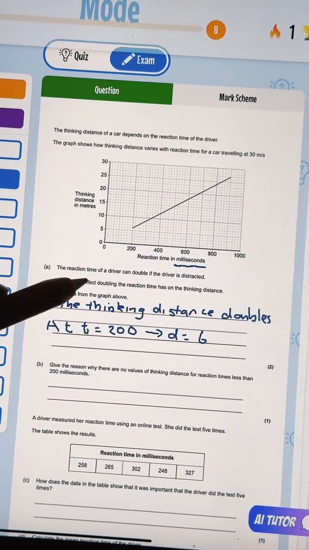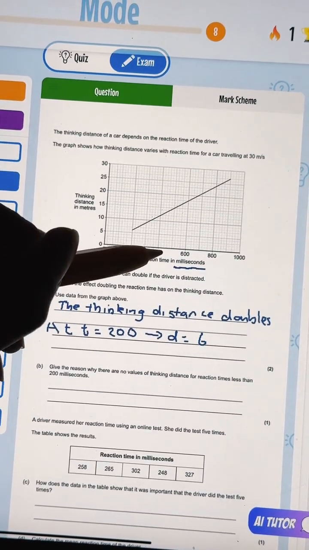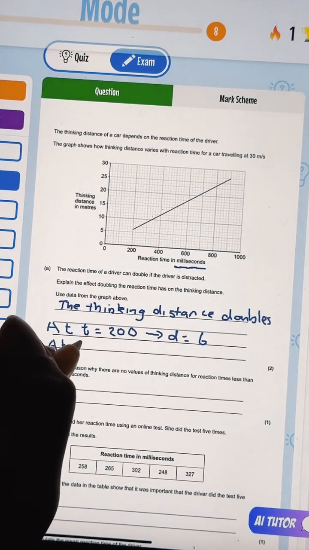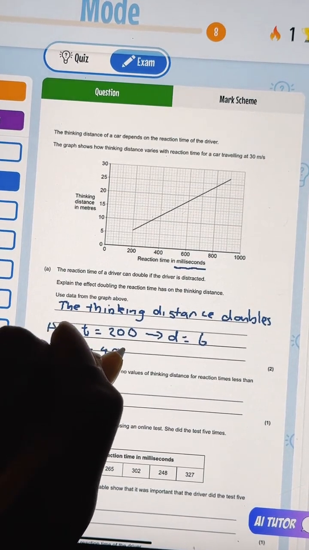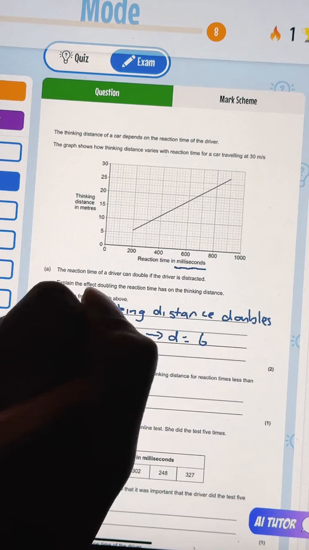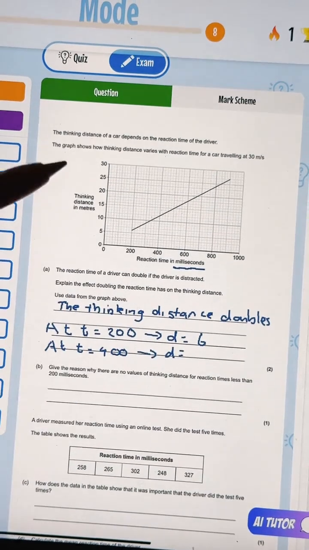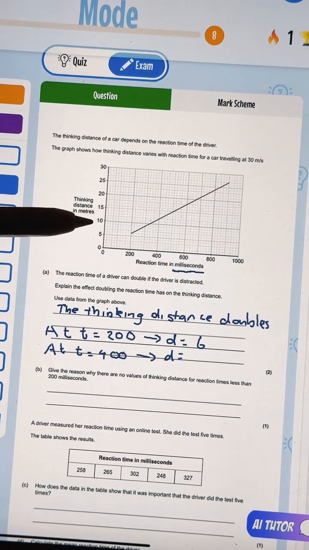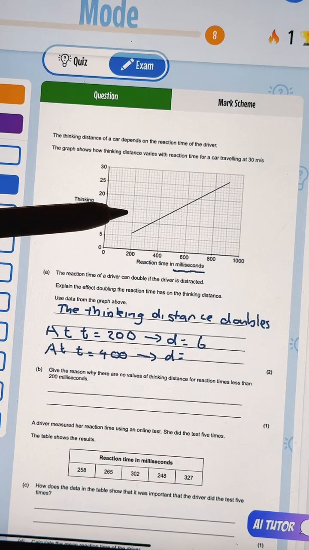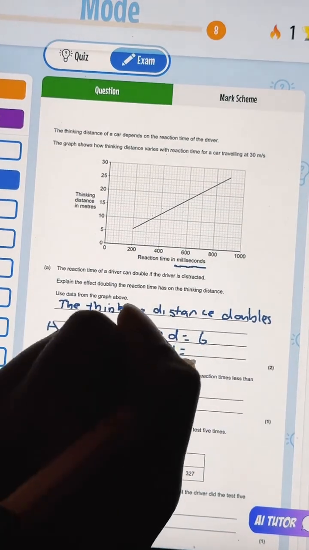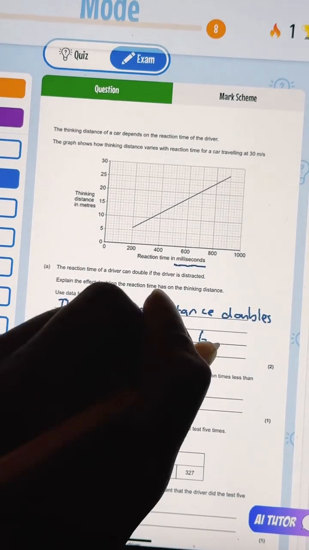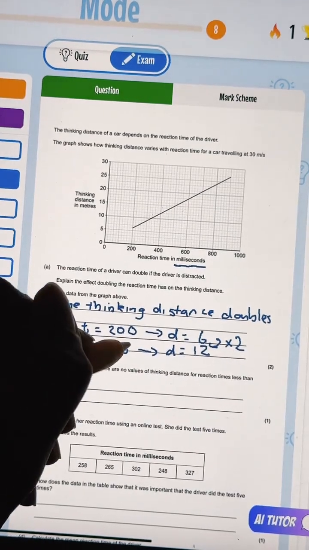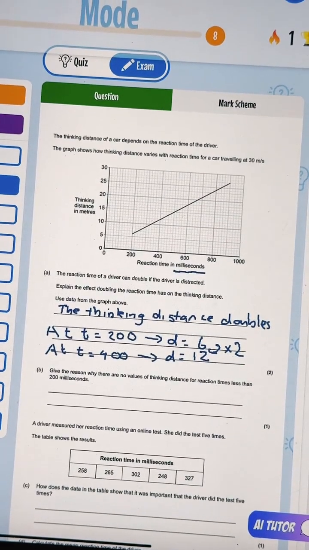So then they said, what happens when you double the time? So instead of 200, we're going to look at 400 next. So at 400 milliseconds, t equals 400. What is the distance travelled in this case on the graph? See here, 400. We're 2 squares above 10, and each division is worth 1. So 10 plus 2 is 12. And there we're showing this is double. You times by 2 to get there, just like you do between 200 and 400. So we've proved that it does in fact double.